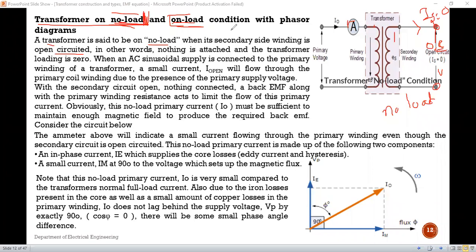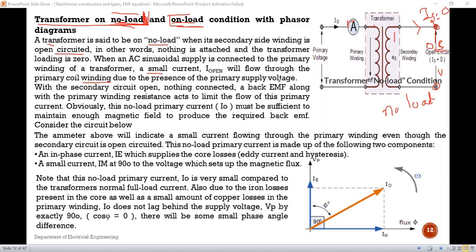Okay, so load is not put on that. That means there is no load and nothing attached at the secondary side. So what will happen? When the AC sinusoidal supply is connected to the primary winding of the transformer, a small current I no load, or I0, will flow through the primary coil winding due to the presence of the primary supply voltage. See, understand this concept.